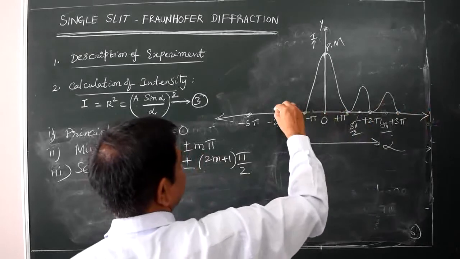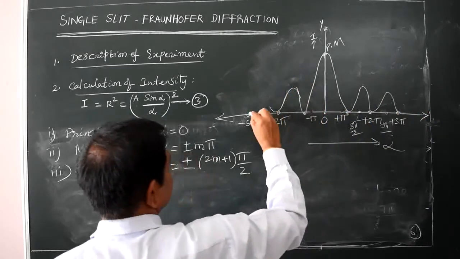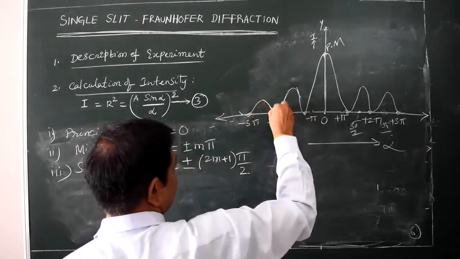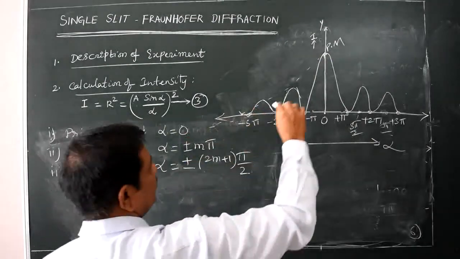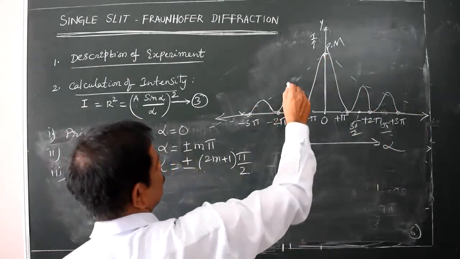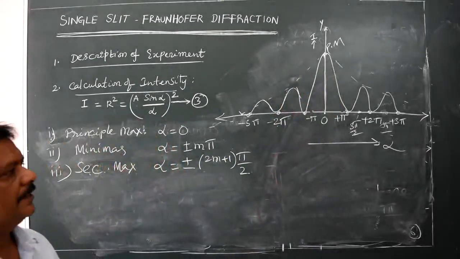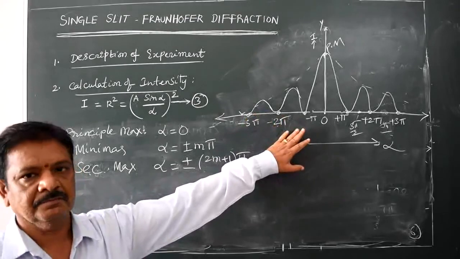You see this? This is the intensity distribution due to single slit diffraction. So what has happened? The intensity gradually decreases, and the intensity distribution appears like this in single slit diffraction. This is the final distribution of single slit diffraction. Thank you.